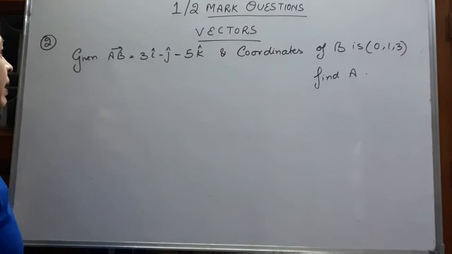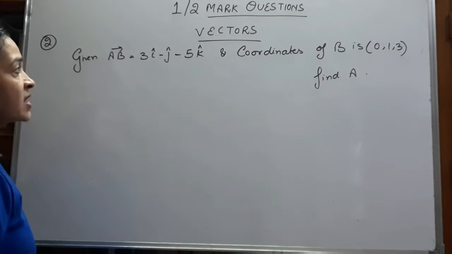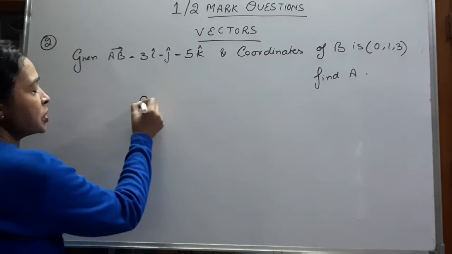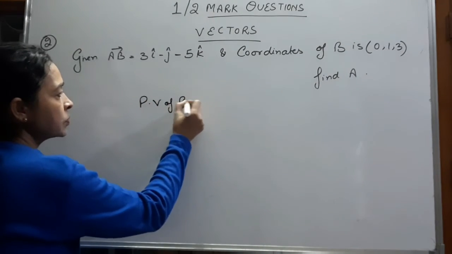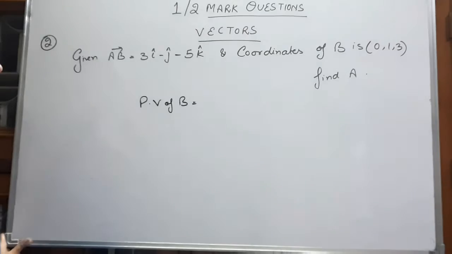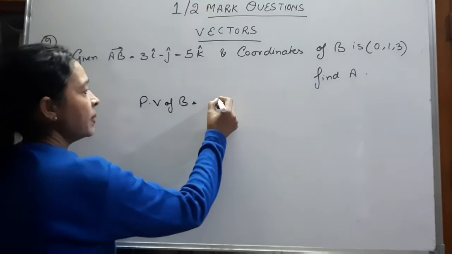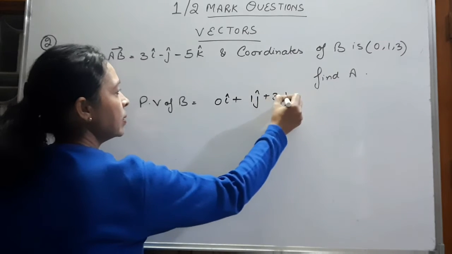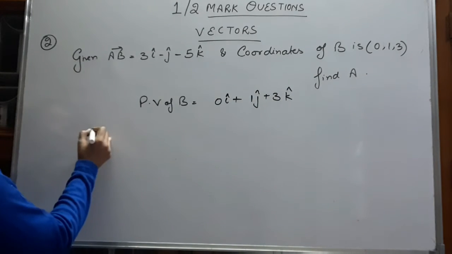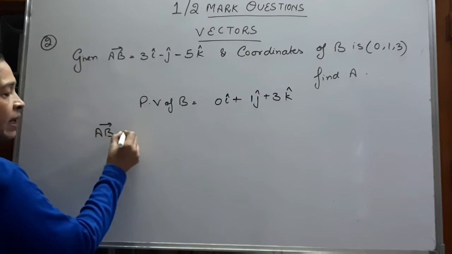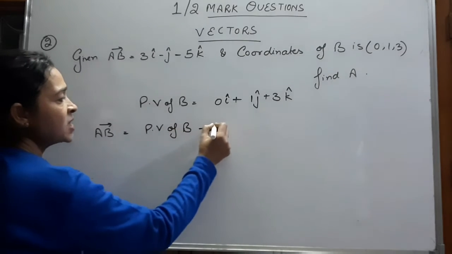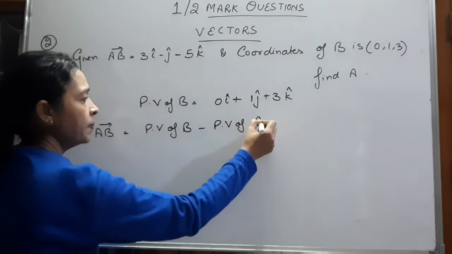Given vector AB is 3i cap minus j cap minus 5k cap and coordinates of B are given. We have to find the coordinates of A. What will be the position vector of B? The coordinates of B are 0, 1 and 3. The position vector of B will be 0i cap plus 1j cap plus 3k cap. Now, what is vector AB? Vector AB can be written as position vector of B minus position vector of A.